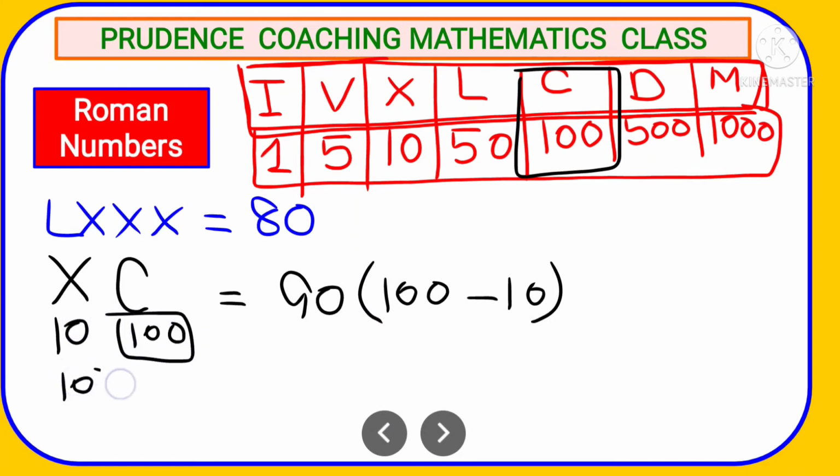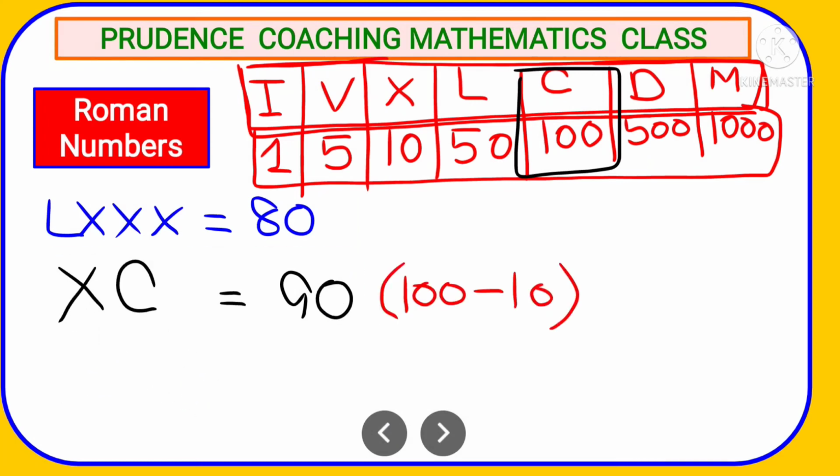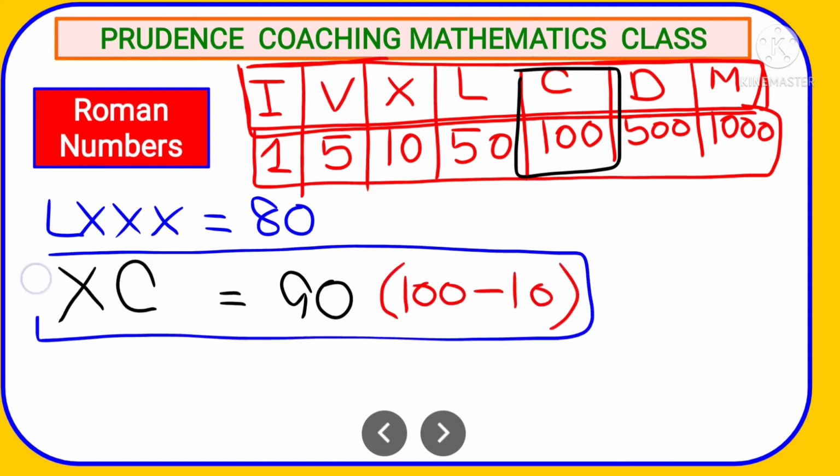So this one is 100 minus 10. So we will write 90 like this. So my dear students, I think how to write 90 is clear to you. Now you just tell me how you are going to write 99. How will you write 99?